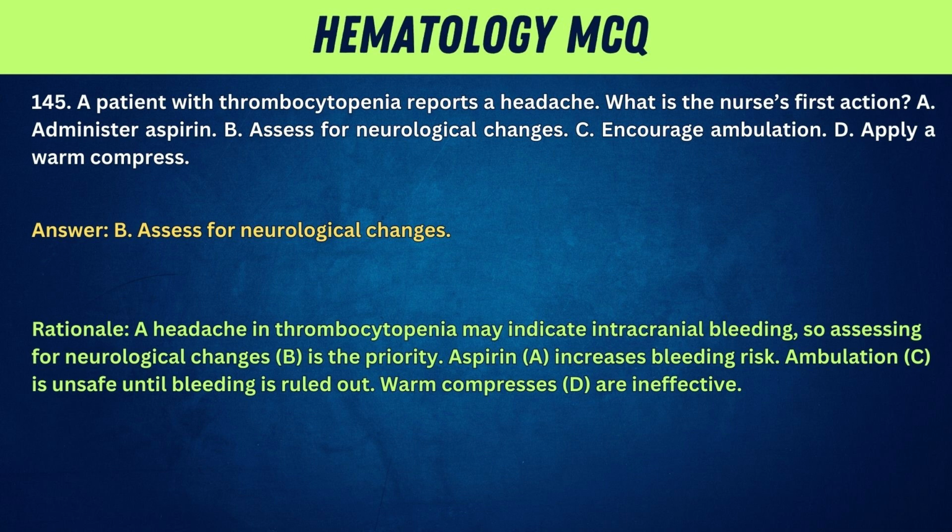145. A patient with thrombocytopenia reports a headache. What is the nurse's first action? A. Administer aspirin. B. Assess for neurological changes. C. Encourage ambulation. D. Apply a warm compress. Answer: B. Assess for neurological changes. Rationale: a headache in thrombocytopenia may indicate intracranial bleeding, so assessing for neurological changes, B, is the priority. Aspirin, A, increases bleeding risk. Ambulation, C, is unsafe until bleeding is ruled out. Warm compresses, D, are ineffective.